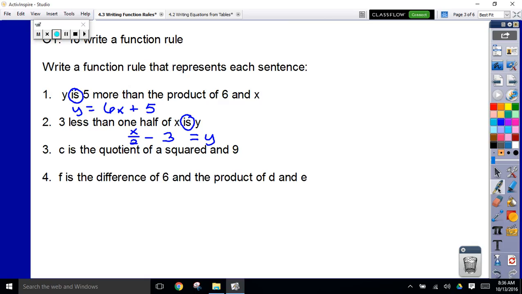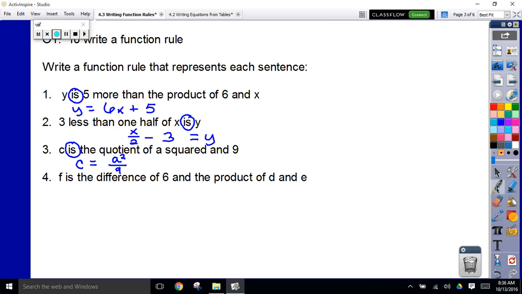Okay, in number 3, we have the word is at the beginning. C is the quotient of a squared and 9. So C equals, how would I write the other side? Anyone want to volunteer to tell me what to put on the other side? Need an expression for the quotient of a squared and 9. Gabby, you want to try it? A squared over 9. Just a squared over 9. Good. A squared over 9.